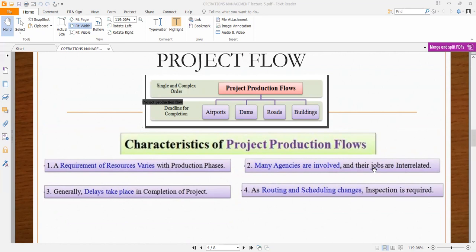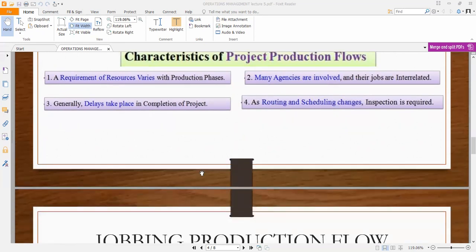The third characteristic is that generally delays take place in completion of the project. At some point there may be a delay in completing this project because it's a big project. So as routing and scheduling change, inspection is required. You as the operations manager need to be able to conduct inspection for a particular project for it to successfully meet the demands of a client.